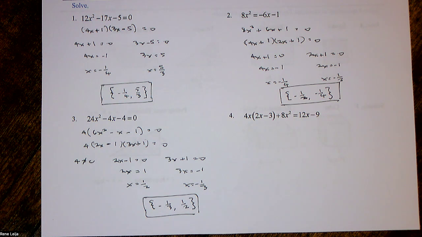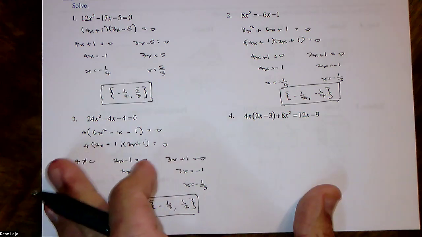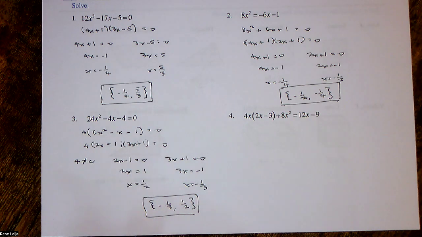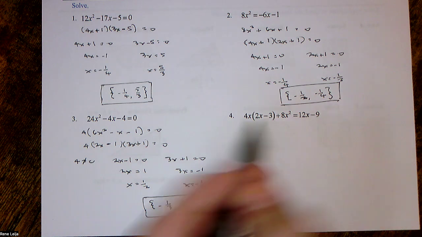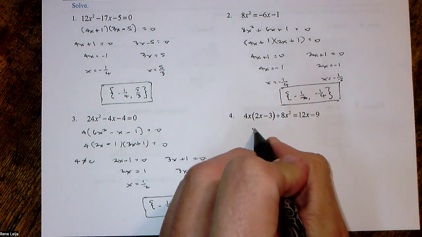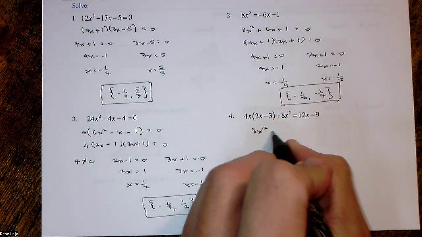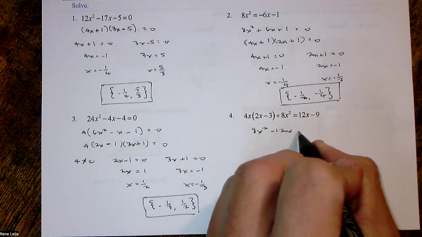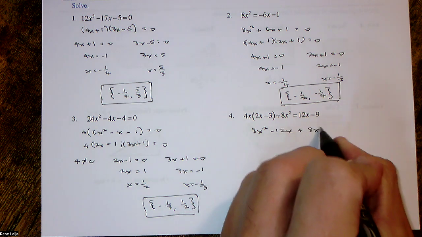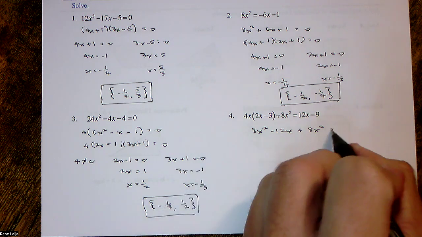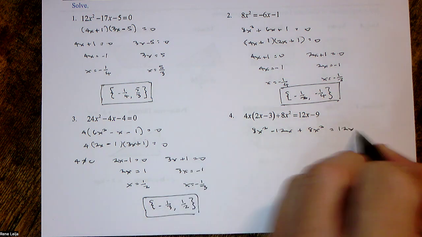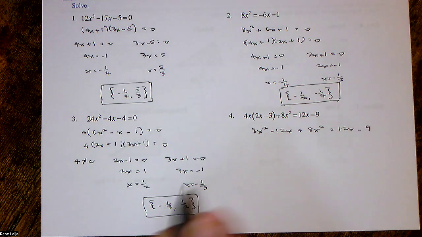Now, number 4 absolutely is not written in quadratic form. In fact, we have to clean this up. This is one big mess. So we need to distribute. So this is going to give us an 8x squared minus 12x. Here's the 8x equals 12x minus 9.